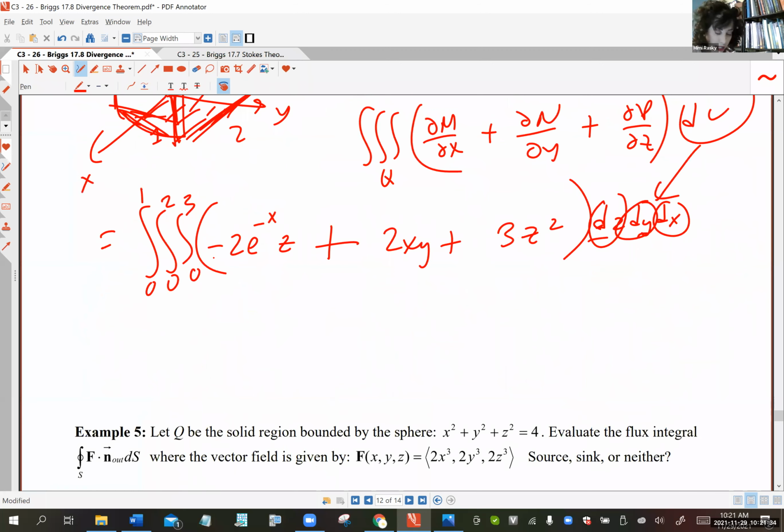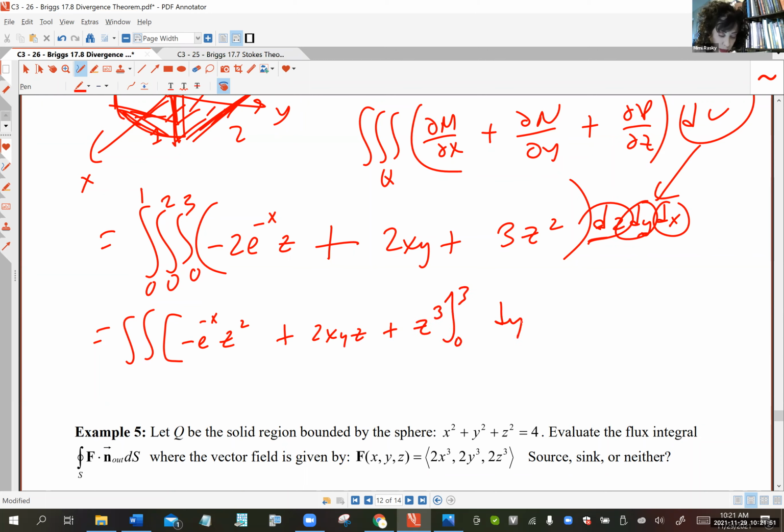And of course, I'm going to run out of room. So if we integrate with respect to z first, we'll get negative e to the negative xz squared plus 2xyz plus z cubed, and we're evaluating that between 0 and 3. So at 0, everything will go to 0. That doesn't always happen, and that's one of the reasons why I like putting this particular example in my lecture notes, because it's a common student error we're about to see, not yet.